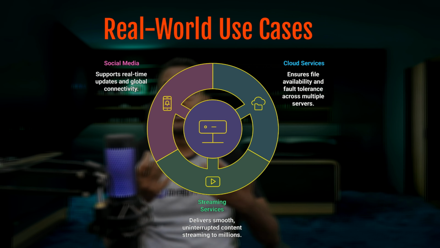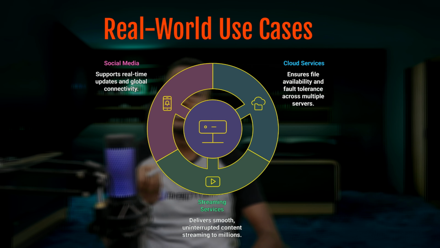If you talk about social media, let's say Facebook or Instagram, every time you post a photo or update your status on Facebook or Instagram, a distributed system is at work, making sure that your data is stored, processed, and displayed to your friends and followers.